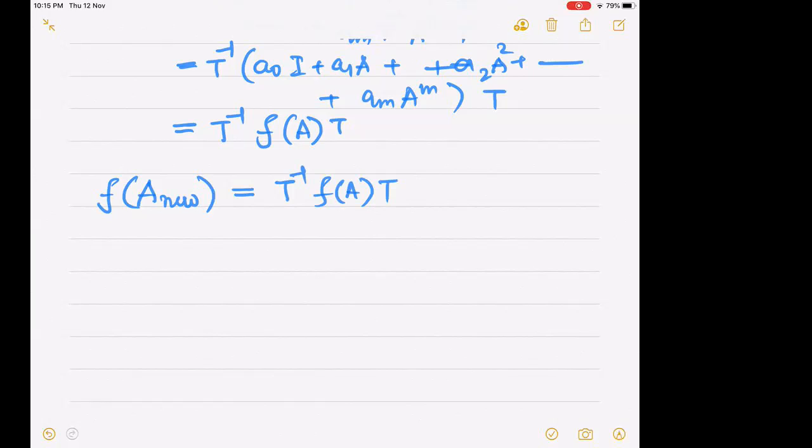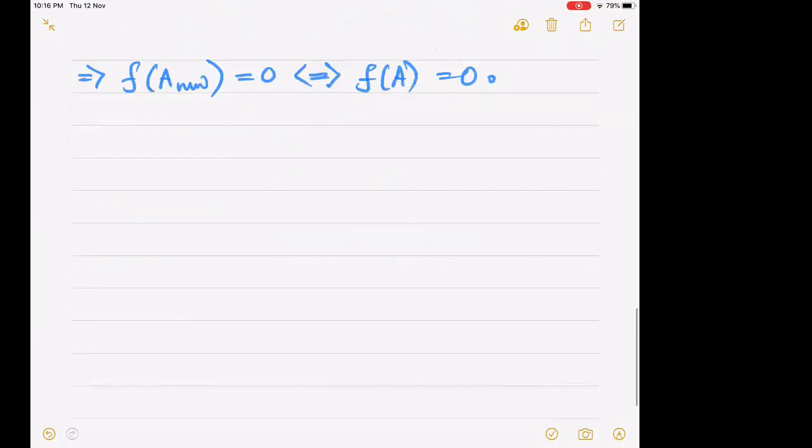So the similarity transformation that takes a to a nu is the same similarity transformation that takes f a to f a nu. Therefore, this implies f a nu is equal to the 0 matrix if and only if f a is equal to 0, because it's t inverse f a t. So therefore the minimal polynomial actually is basis independent. It doesn't depend on the basis. It's a property of the operator.